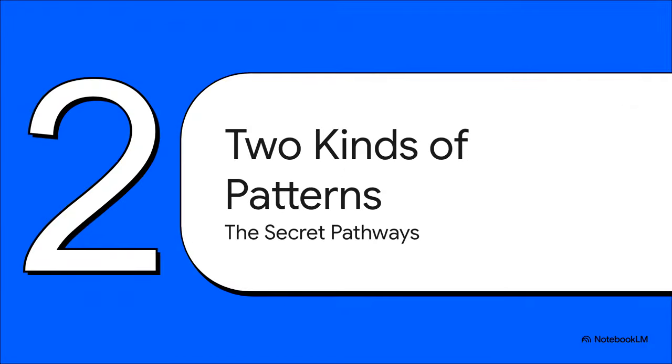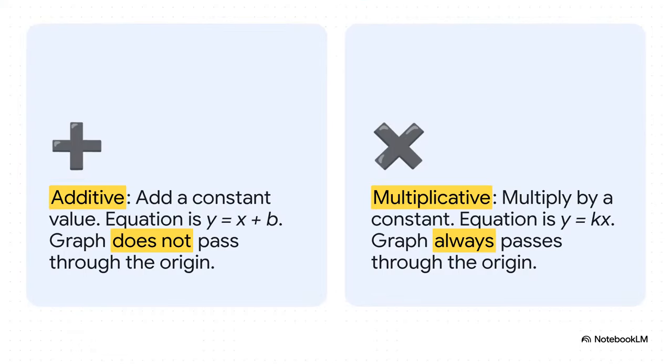All right, so now that we know our key players, the independent and the dependent quantities, we need to figure out how they're connected. And in this world of linear relationships, there are really 2 main secret pathways that link them together. This is so important. This slide breaks down those 2 main pathways.